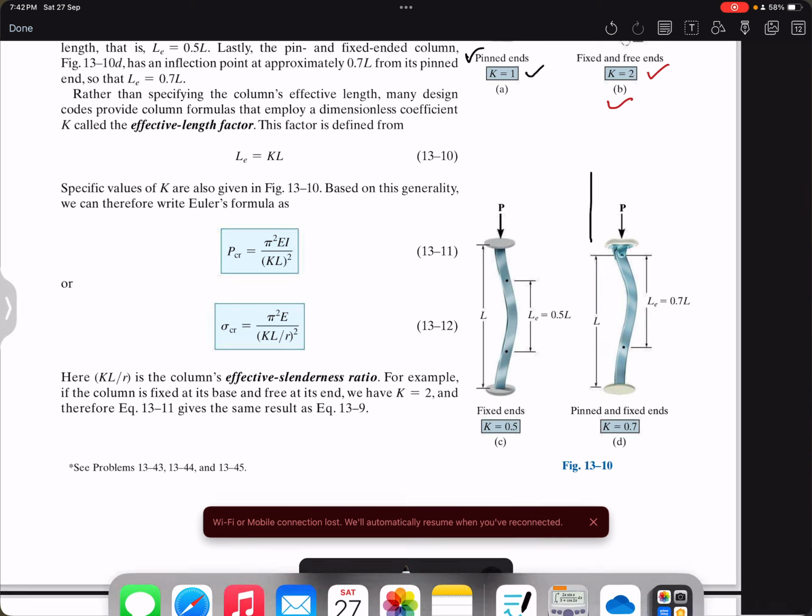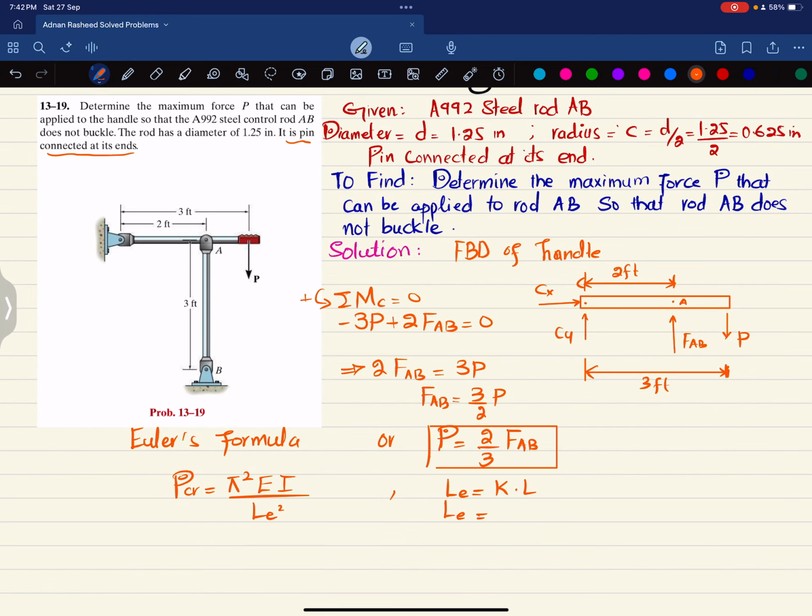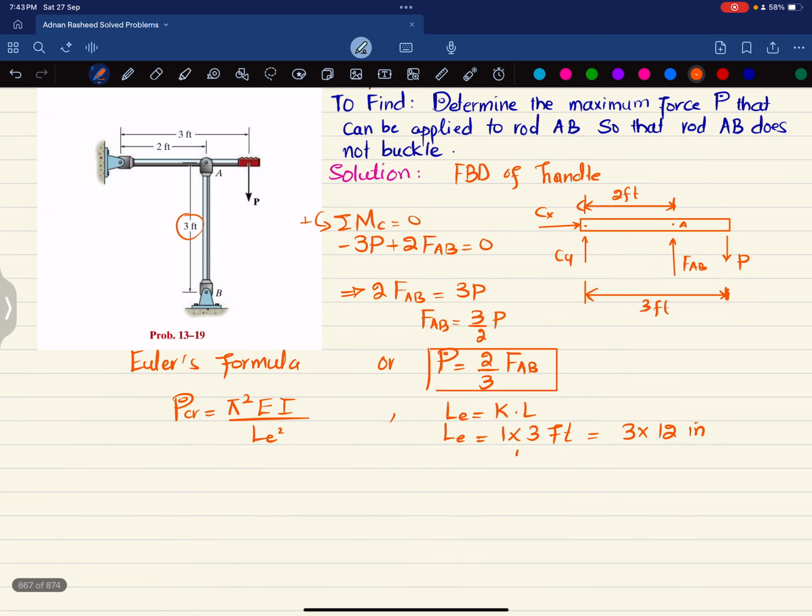So K is equal to 1, and the length of this rod is 3 feet. When you convert it into inches, 3 multiplied by 12 inches per foot gives you 36 inches. Okay. So this is the effective length. Now what is the moment of inertia I?